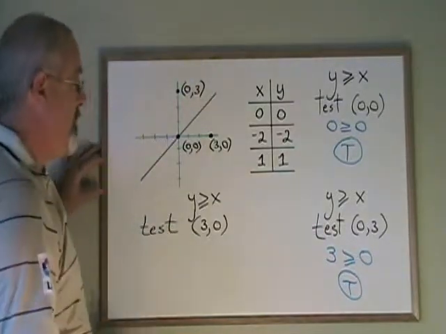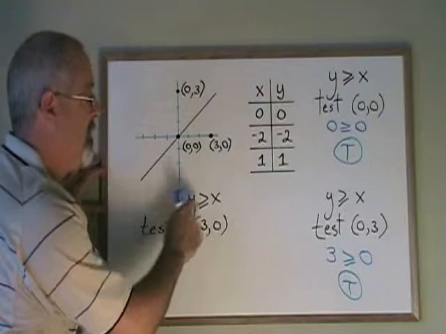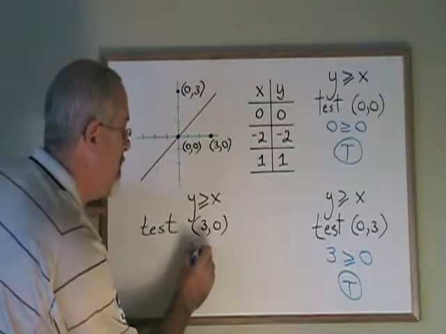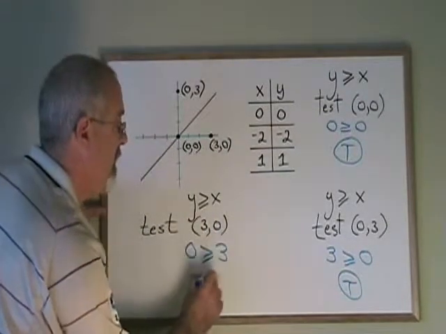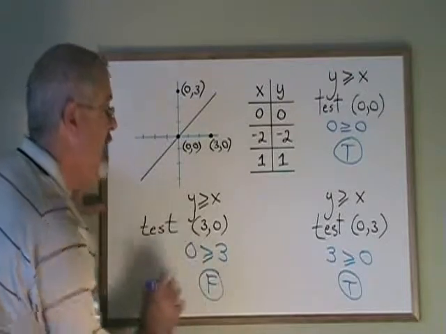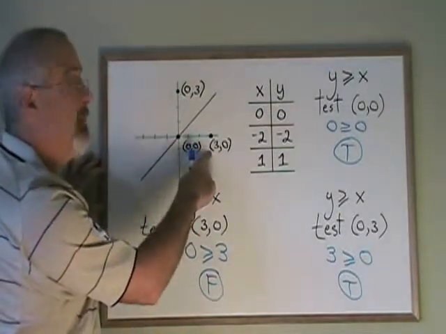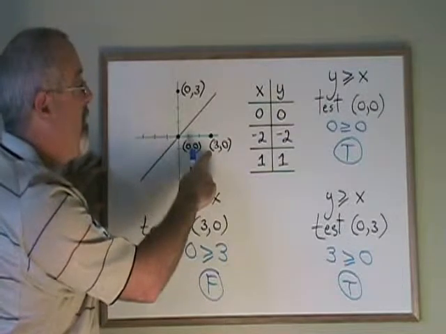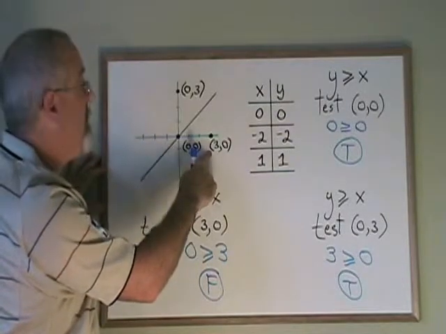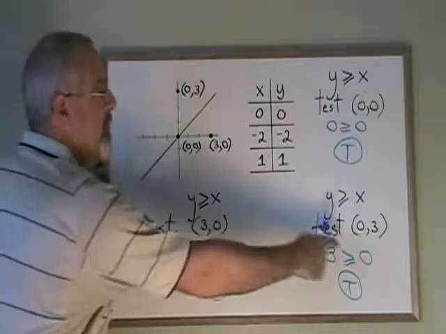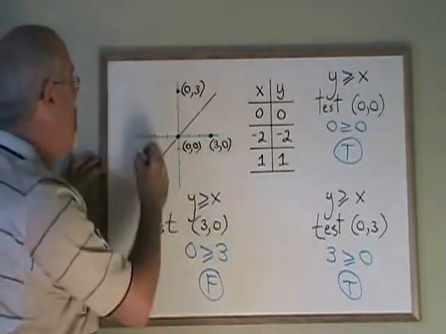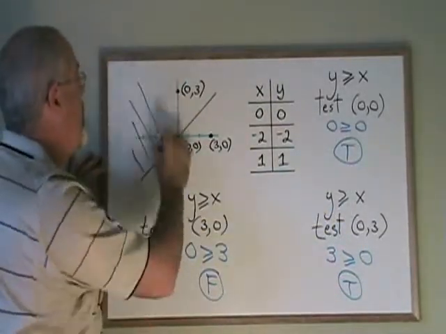Let's try the point (3, 0). If I plug (3, 0) into this inequality, I get 0 greater than or equal to 3. That's false. This tells me I have to shade away from that test point. Well, (3, 0) is over here, and shading away from it, from the line away from this test point, means shading up there. Either of these results is telling me to shade this part of my graph.